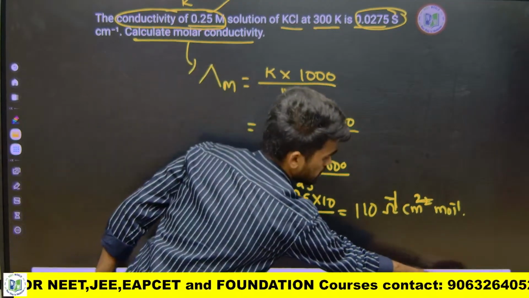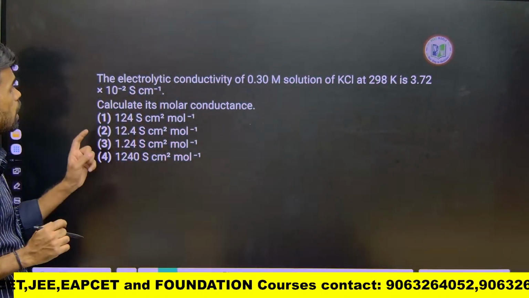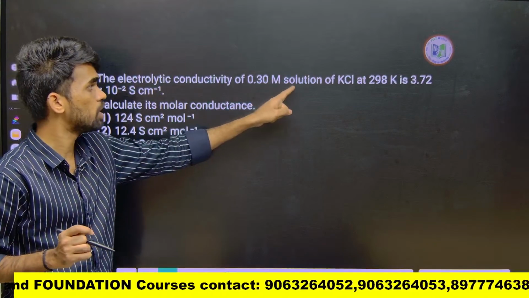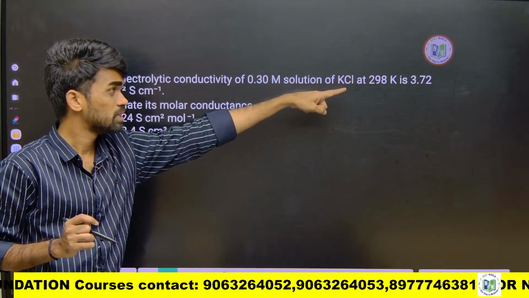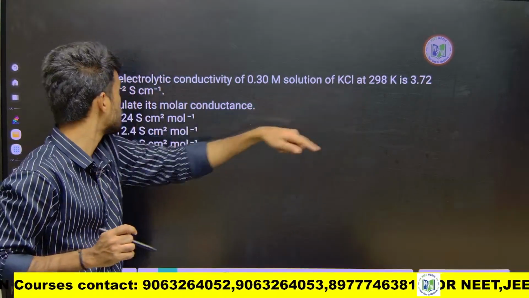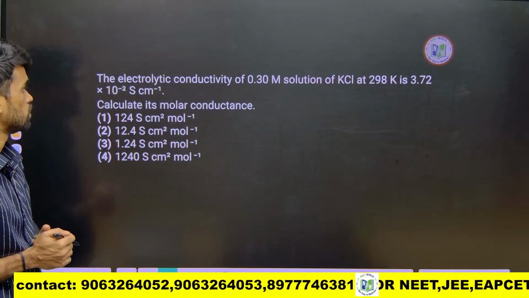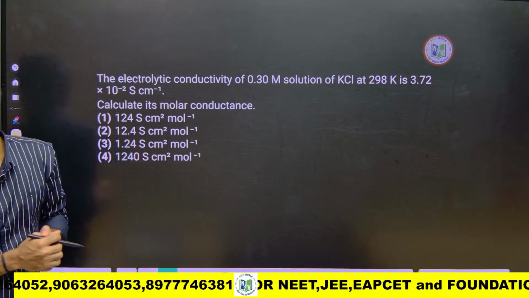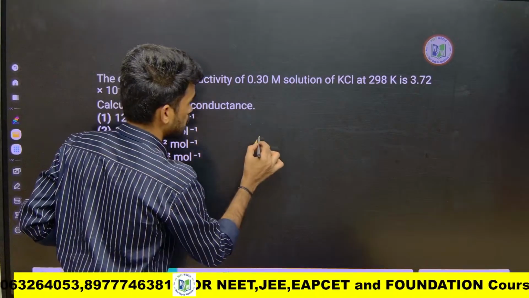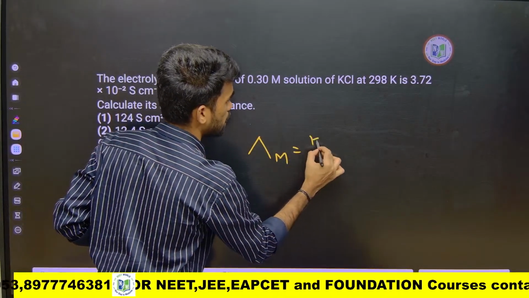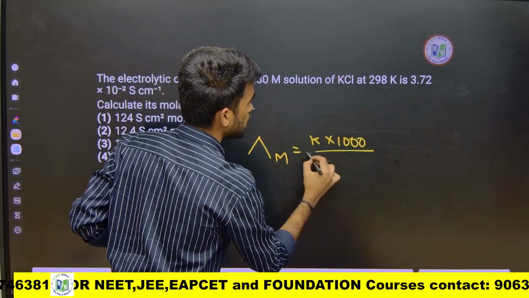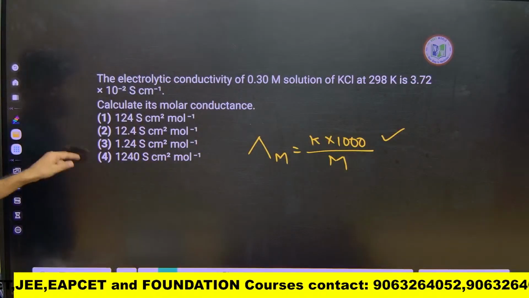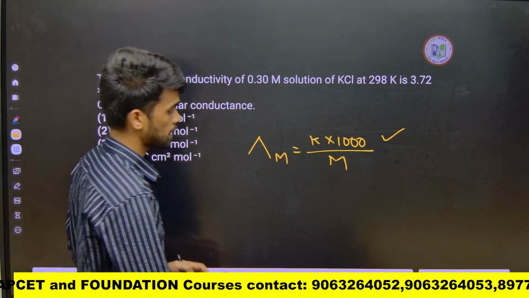Okay, so just based on the same explanation, can you answer for this? The electrolytic conductivity of 0.3 molar solution of KCl is given as 3.72 into 10 power minus 2. Calculate its molar conductivity. So how can you solve this question? Just take del M equals to K into 1000 by M. That's it. Just substitute in this, you will get one of the options from here. Very easy. Okay. Then next.